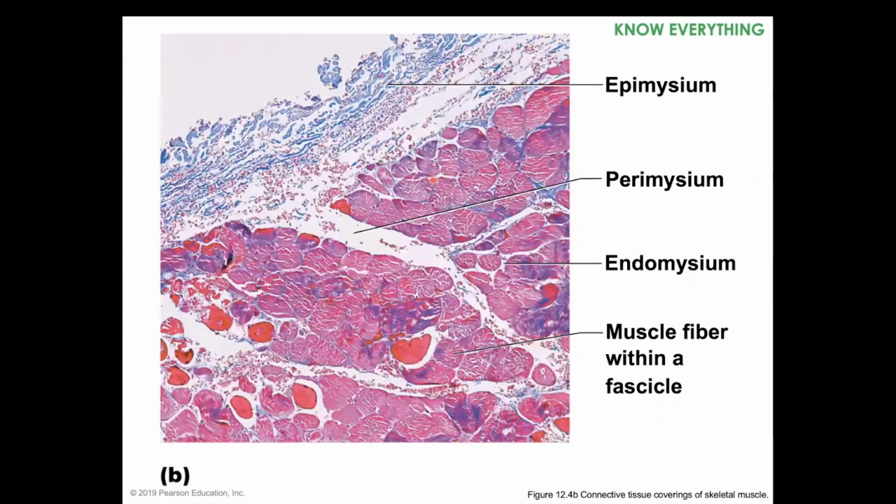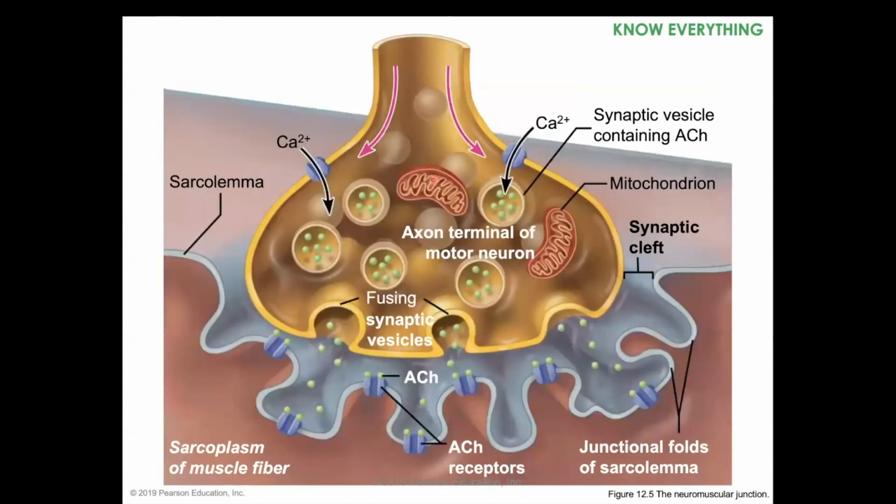So then here is another histology slide of muscle tissue where you can see the different coverings within the muscle. We have the epimysium covering the entire muscle, the perimysium separating the different fascicles, and the endomysium surrounding the individual muscle fibers. So this is another extremely important image when talking about muscle structure and function.